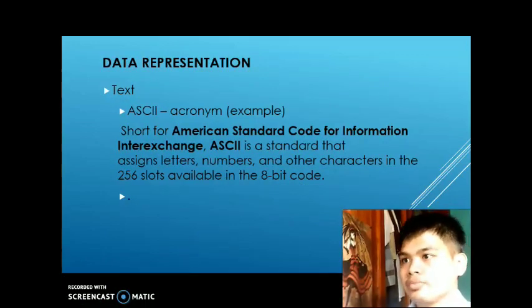Data representation. Text. ASCII, an acronym short for American Standard Code for Information Interchange. ASCII is a standard that assigns letters, numbers, and other characters in the 256 slots available in the 8-bit code.